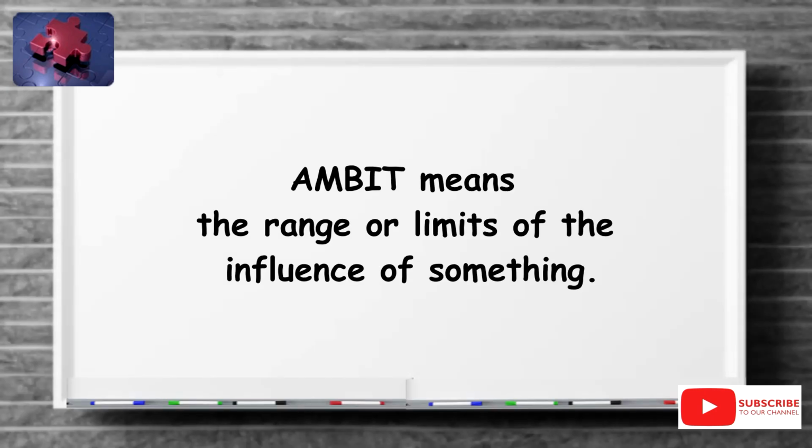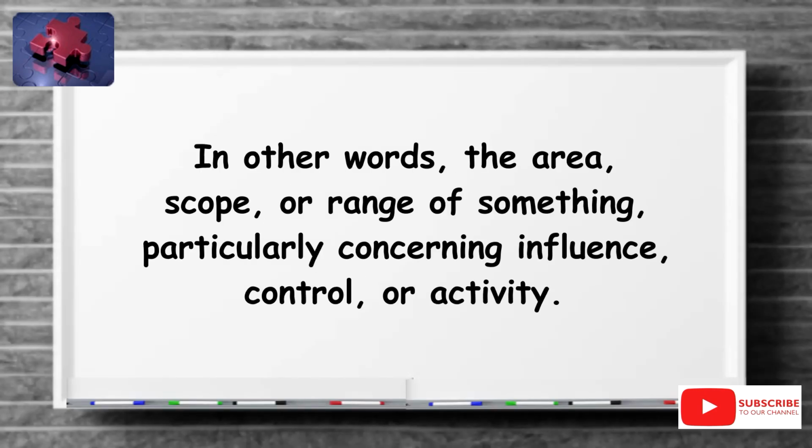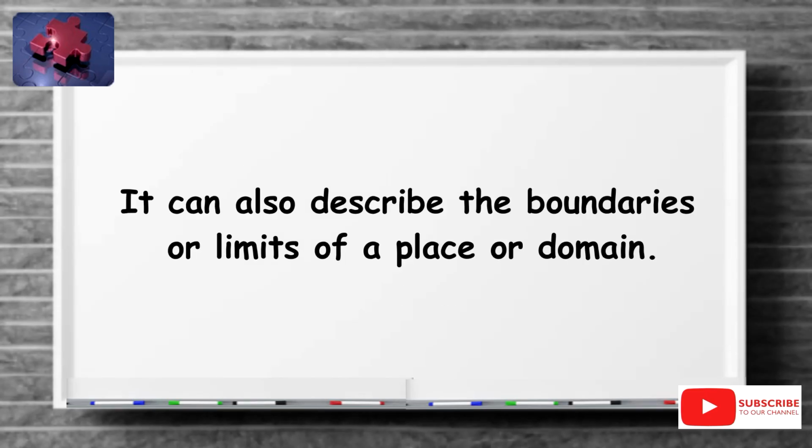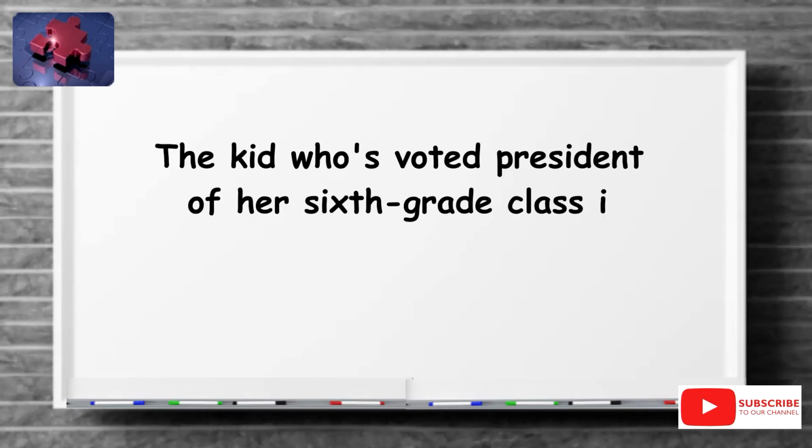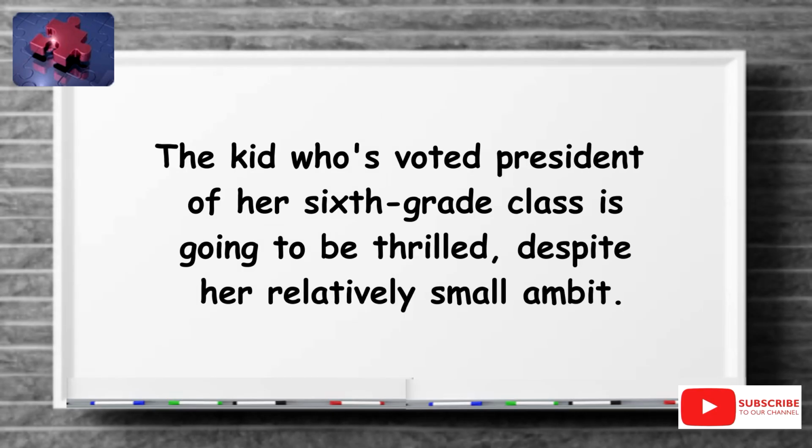Ambit means the range or limits of the influence of something. In other words, the area, scope, or range of something, particularly concerning influence, control, or activity. It can also describe the boundaries or limits of a place or domain. An ambit is the area or range that someone controls or affects. The kid who's voted president of her 6th grade class is going to be thrilled, despite her relatively small ambit.